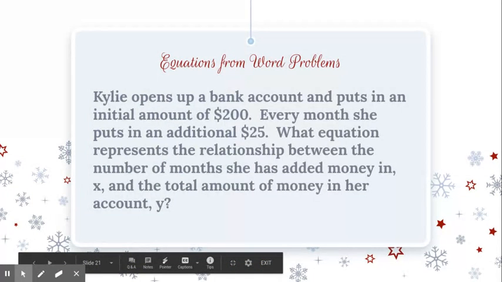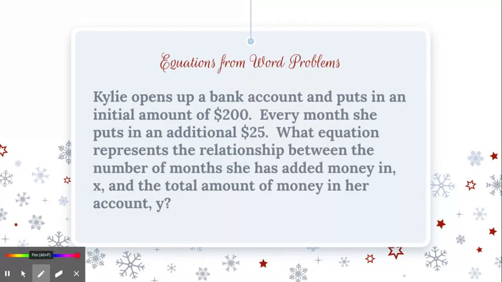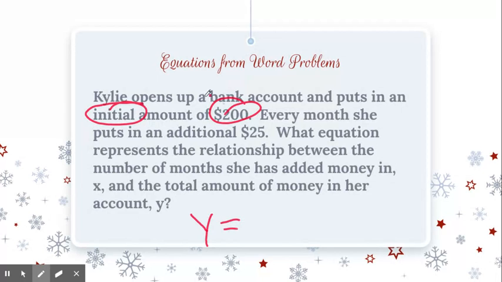Kylie opens up a bank account and puts in an initial amount of $200. So if that says initial amount, I'm going to start with y equals, okay, of $200. Every month, she puts in an additional $25. So I know it doesn't say 25 every month, but you do see that every month she puts in an additional 25. So this $25 goes with that every, because I can move that every month afterwards and say she puts in an additional $25 every month. Okay, so those two are going to go together.